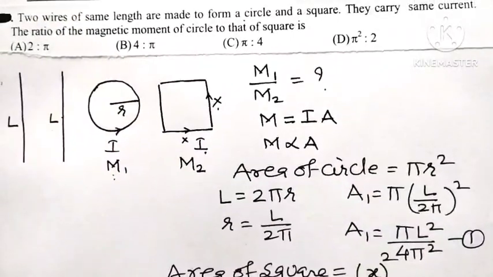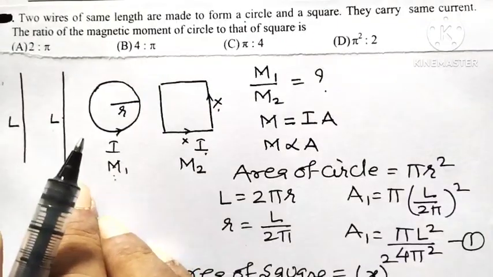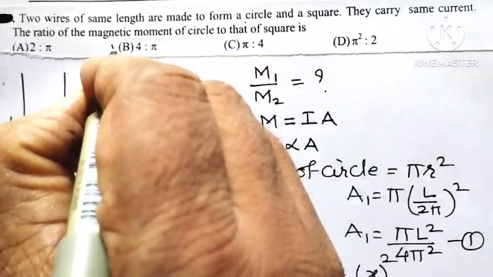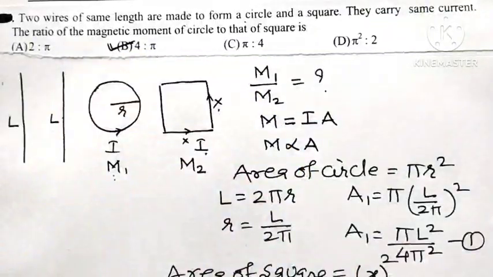So out of the 4 options, look at option number B. What is option number B? 4:2 pi. So B is the correct option for this question.